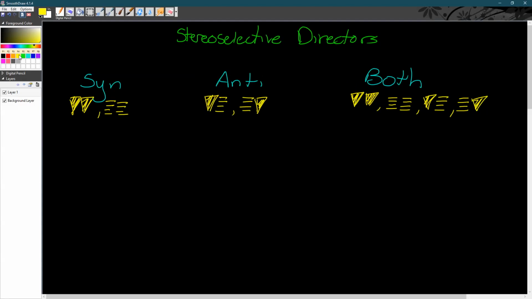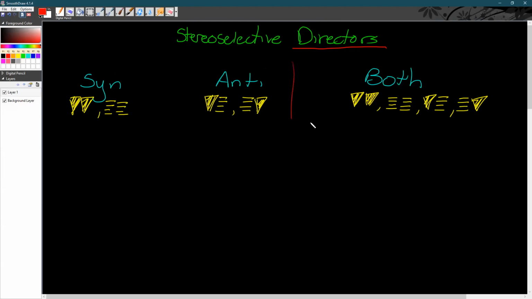All four are possible options, okay? Now, just by thinking about this, which of these three possible kinds of stereoselectivity do we think is going to be most affected by directors? And select all that apply. And if you think that it's going to be syn and anti, you'd be correct.